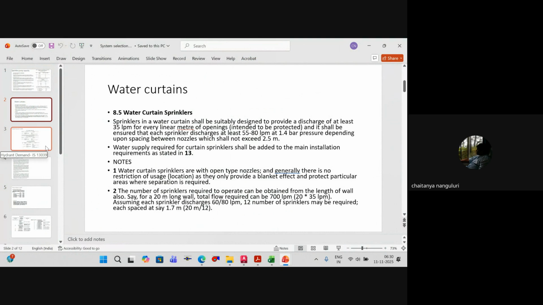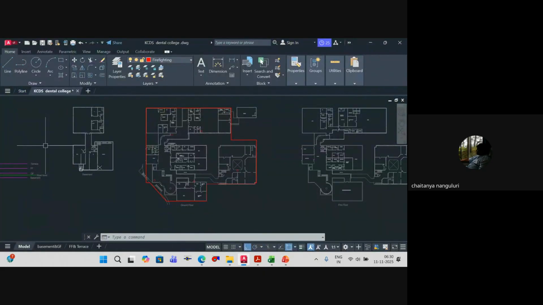Because using Python, you can automate a lot of stuff. For example, I've got a building like this. If you want to place the sprinklers manually, how much time do you think it will take? At least 2-3 hours, or probably one day, depending on experience. But if you use a script, within 1 minute you can place all the sprinklers and do piping, pipe sizing, everything automatically.